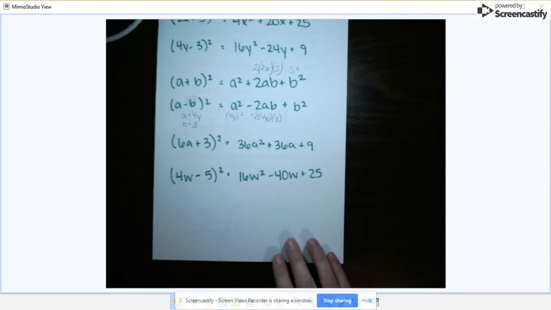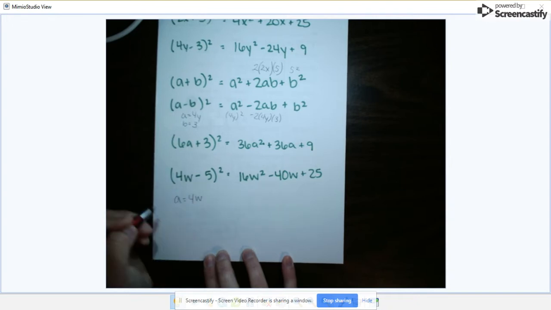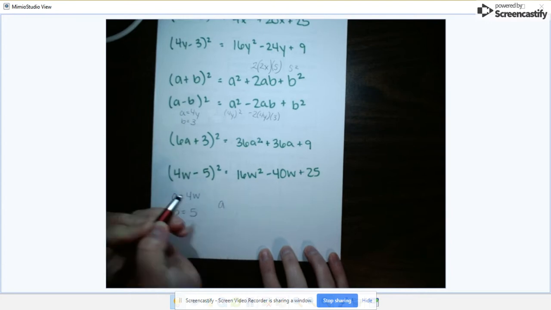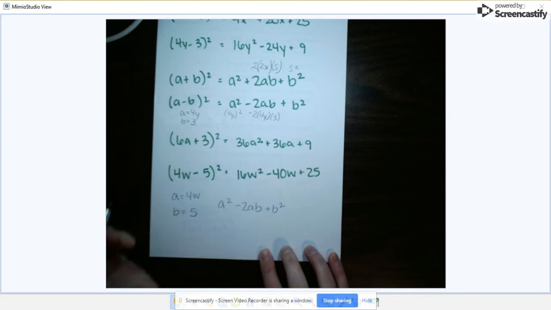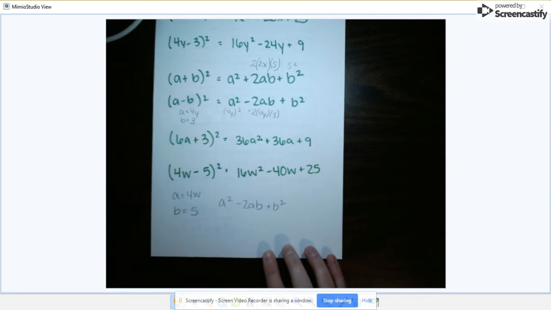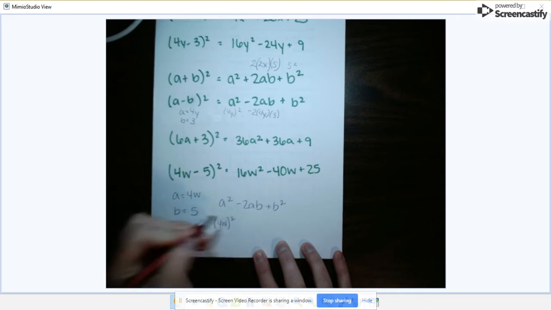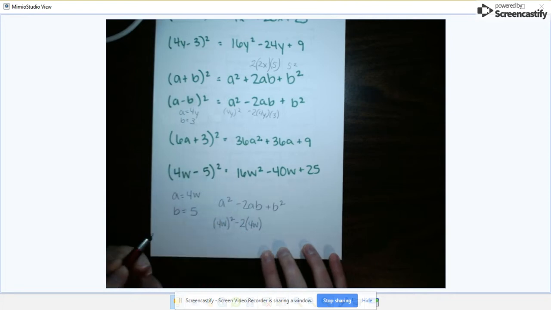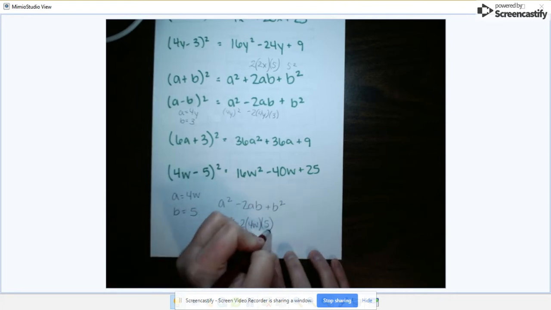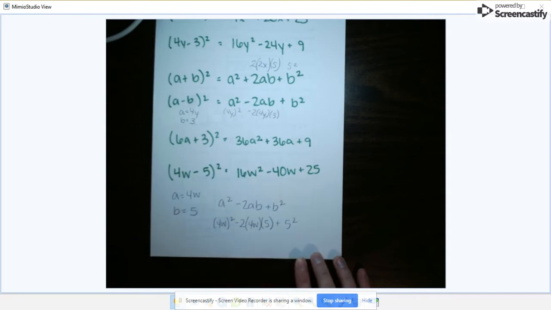Okay, so 4w minus 5 squared. A is going to be 4w. B is going to be 5. And now we have to use the formula a squared minus 2ab plus b squared. So a squared would be 4w squared, minus 2 times a, which is 4w, times b, which is 5. And then b squared is 5 squared.